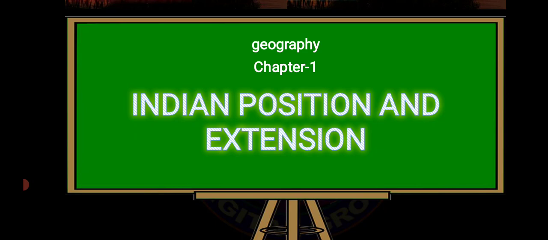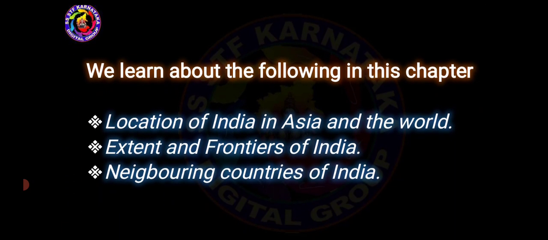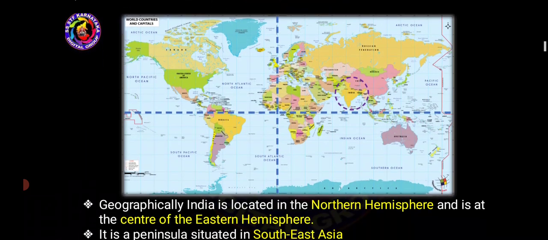Today, let us begin the first unit in geography, that is Indian position and extension. In this lesson, we will be studying about the location of our country in Asia and the world, extent and frontiers of India, and the neighboring countries of India.